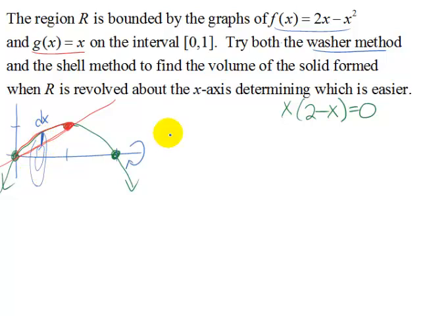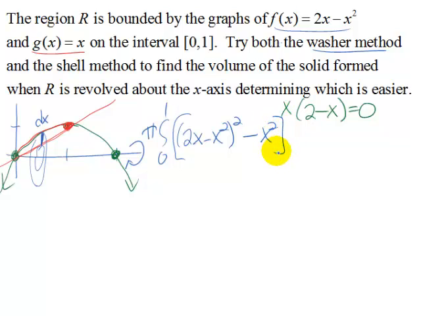So let's go ahead and set up our integral. We would be integrating our x values from 0 to 1. And we have pi. I'm going to write it out in front because it's going to be in both pieces. And so pi times the big radius squared, which is the upper function squared. So that's going to be 2x minus x squared, squared, minus the lower function, which is x, and then we square it because it's pi r squared. And then our little thickness dx.